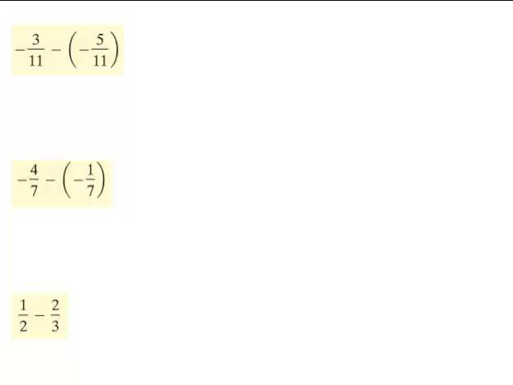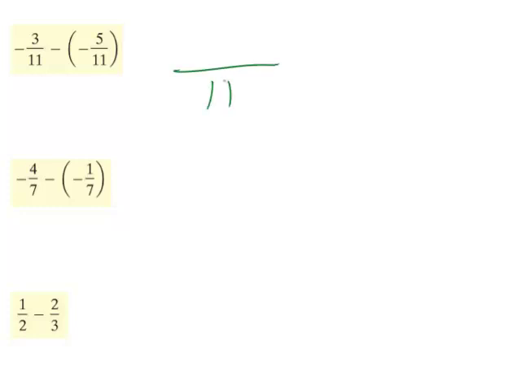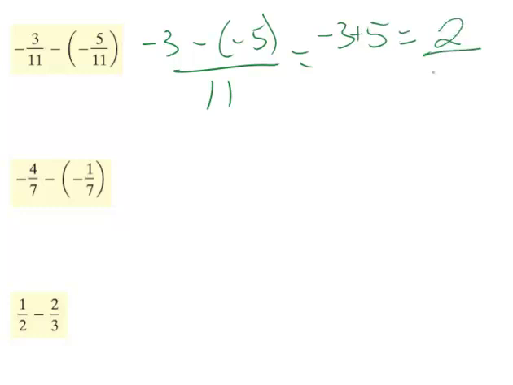All right, so we're going to continue here. We're subtracting fractions. Again, I'm going to do this very much the same way. If you notice, in the first problem I already have a common denominator, so I'm going to leave my 11 alone. If I have negative 3 minus a negative 5, what would I do? Well, that's negative 3 plus a positive 5, leaving me with a positive 2, and my denominator is still 11, right?